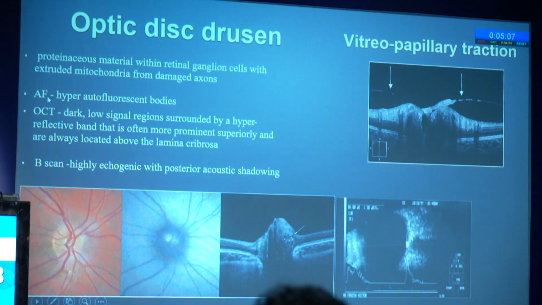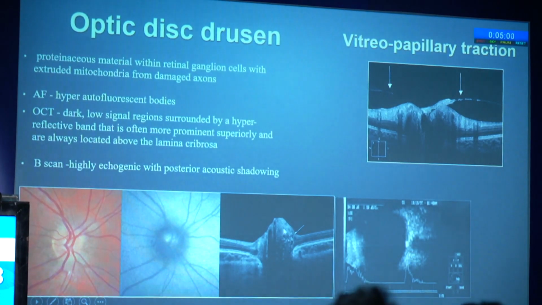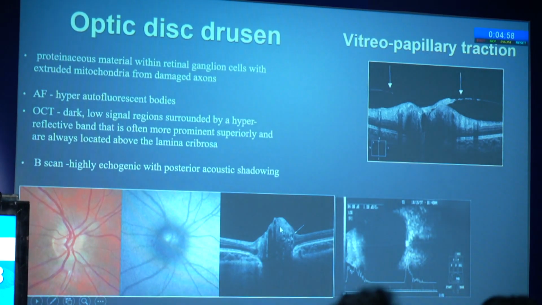If you don't have an autofluorescence, do try to do an OCT, and it will show the presence of small low signal regions with overlying or surrounding hyperreflective bands, and it is basically present above the lamina cribrosa. And if not, then do an ultrasound to pick up these highly echogenic bodies with posterior acoustic shadowing. If you can do this, you can tell the patient that it is not a problematic condition, and we can follow up these sort of patients.